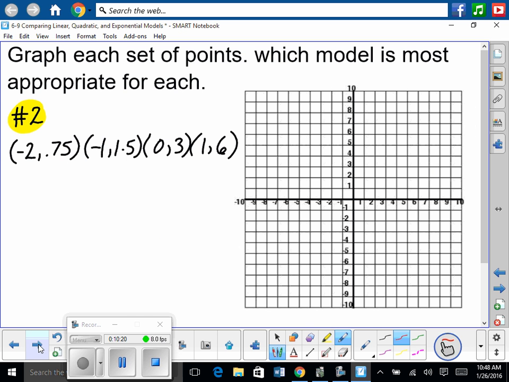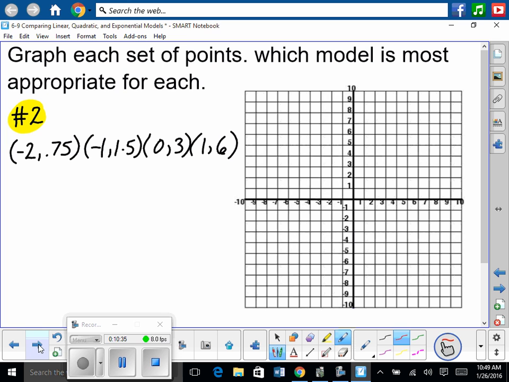Okay, let's just get right to it then. It says, graph each set of points. Which model is appropriate for each? Is it quadratic, is it linear, or exponential? So the first way to be able to tell is to graph it. Look at the graph and then tell me what it looks like. So let's graph number 2 together.